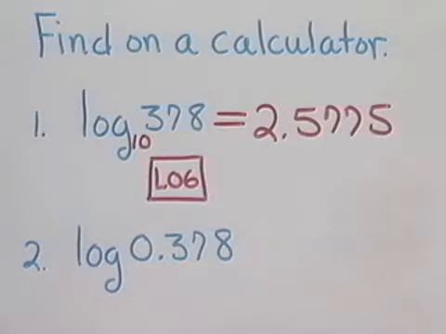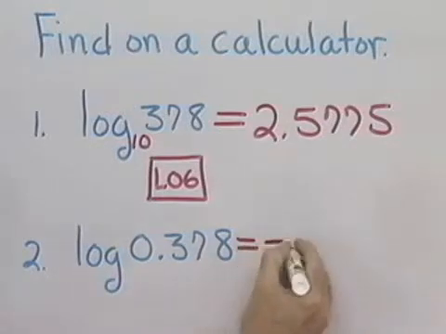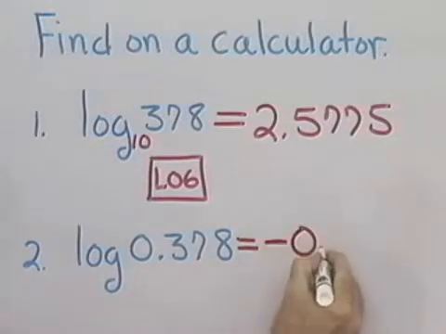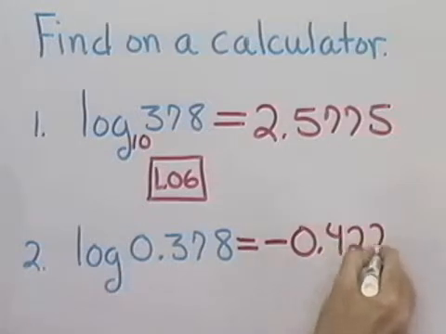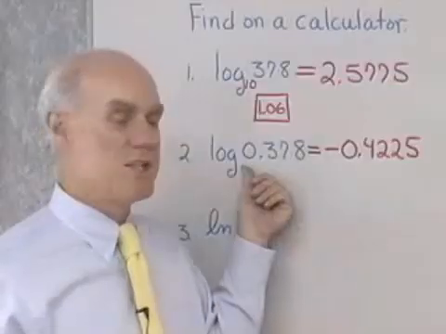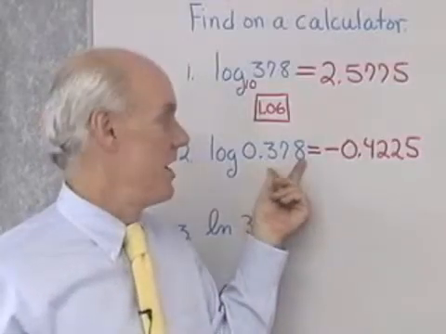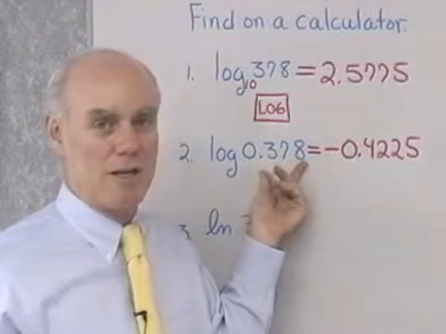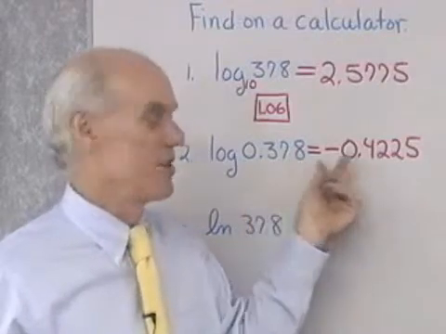0.378, I want to find the common log of that, log base 10. Do that on the calculator. You can try it along with me. Your calculator should say negative 0.4225. And again, I rounded that last place right there. So logarithm base 10 of 0.378, it's just a matter of using that log base 10 button on your calculator to get this.